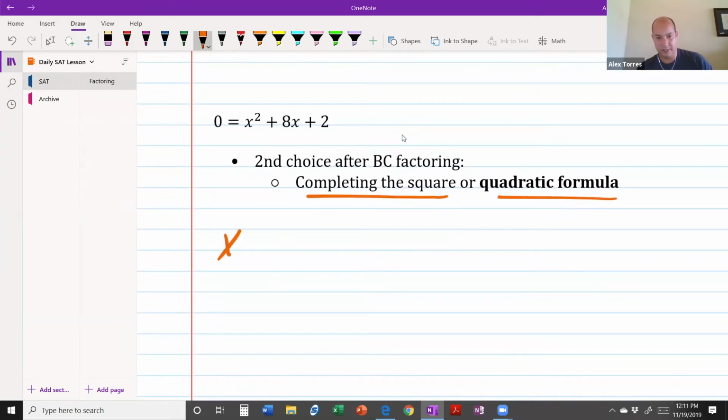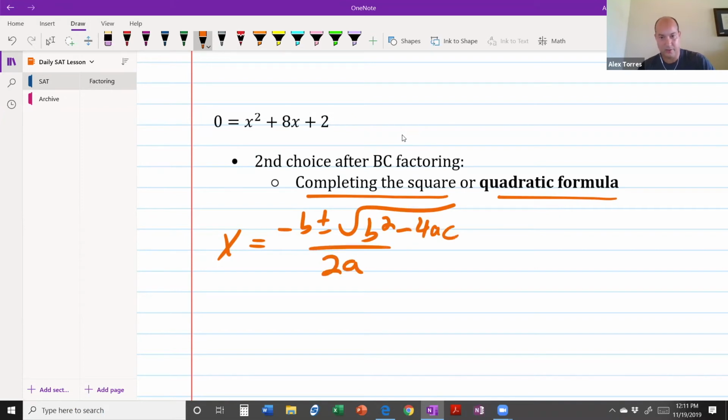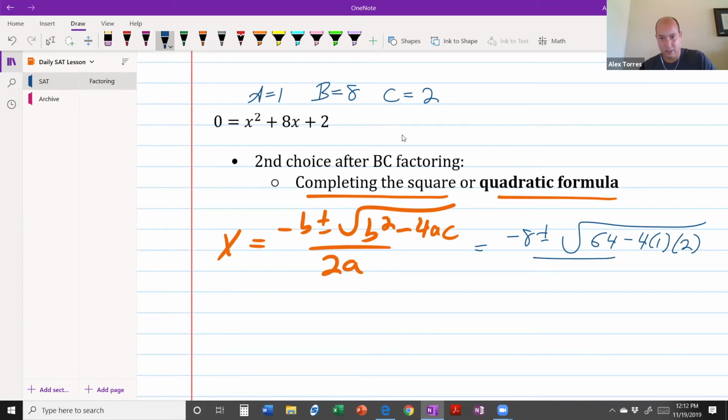So the quadratic formula is x is negative b plus or minus square root of b squared minus 4ac all over 2a. So if that looks complicated, you're right, which is one of the reasons why I recommend completing the square more often. So with this quadratic, the a is in front of the x squared, the b is in front of the x, and the c is the last number off to the end. So we're just going to plug that into here. So -8 plus or minus square root of 8 squared minus 4 times 1 times 2 all over 2 times a. And then you just go through simplifying.